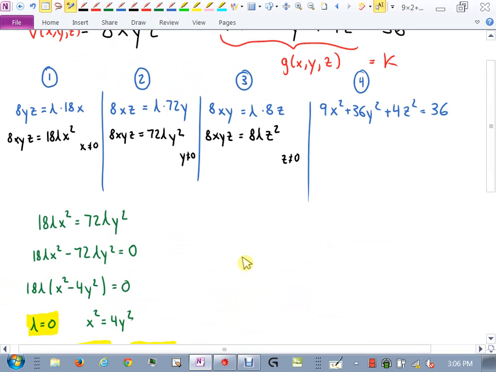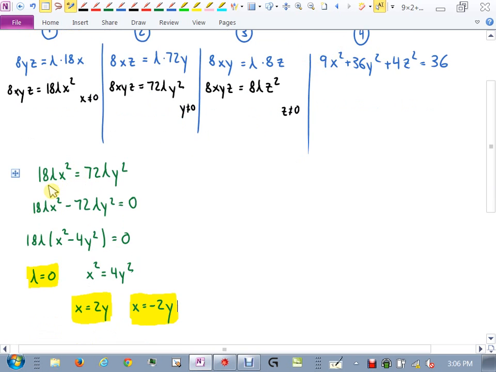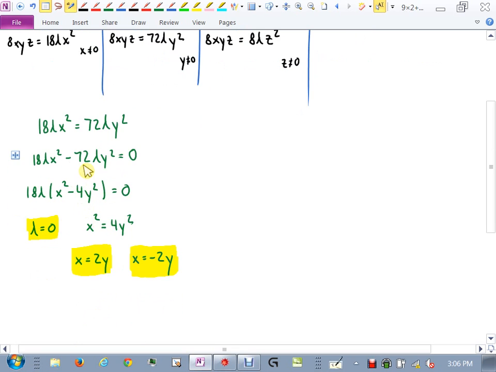So I already explained how multiplying everything appropriately got 8xyz on all 3 of these equations. If you take the first 2 equations, you set them equal to each other, then you get this. If you move this to the other side, you get this. If you factor out an 18 lambda, you get this. Set 18 lambda to 0, you get lambda 0. Set x squared minus 4y squared equal to 0. Move it to the other side, take the square root, you have to do plus or minus.